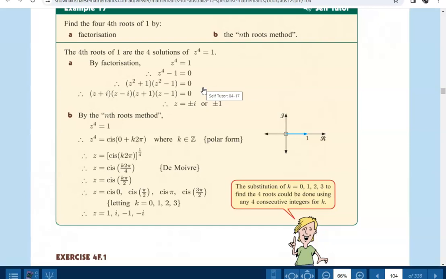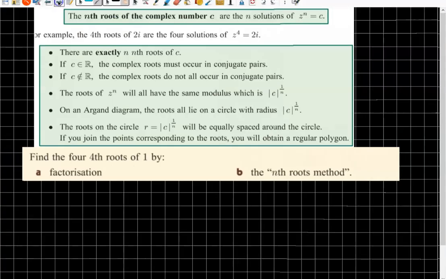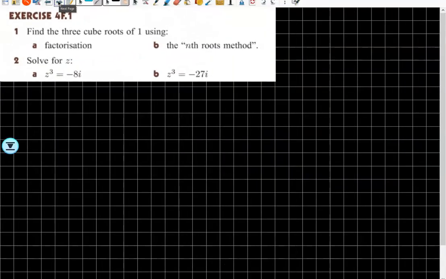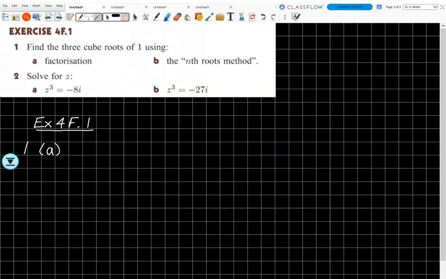Okay, so let's kick it off. Do the first one together. So the cube roots of 1. We're going to write that like so. And we first want to do it by factorising. So yeah, no worries. We're going to get the minus 1 over the other side. And, well, how do I factorise that?